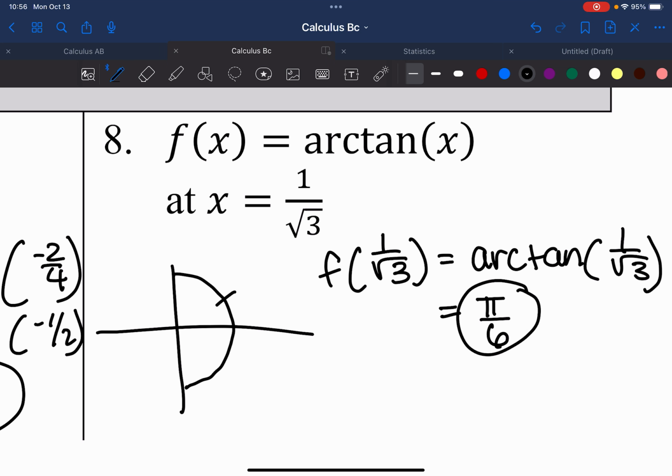Okay. Remember, you could also rationalize 1 over the square root of 3 to be square root of 3 over 3, if that makes it easier for finding that π/6 on the unit circle.